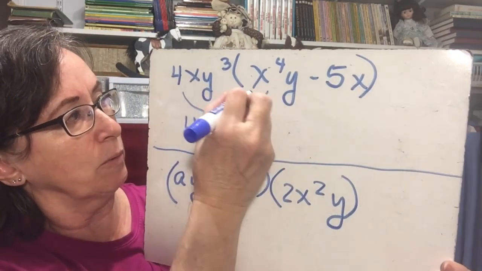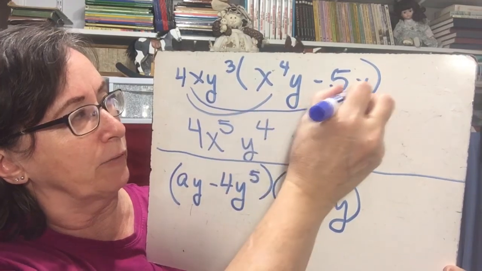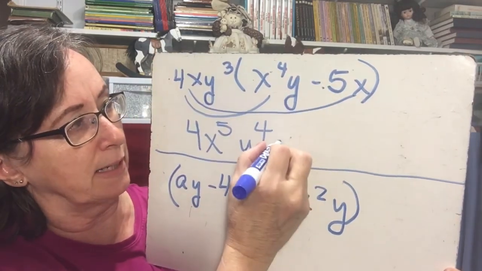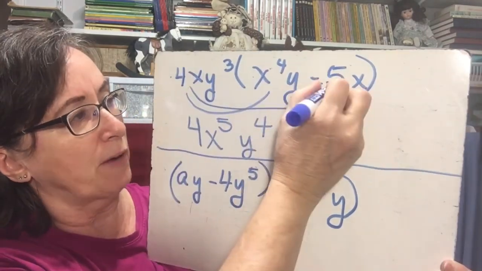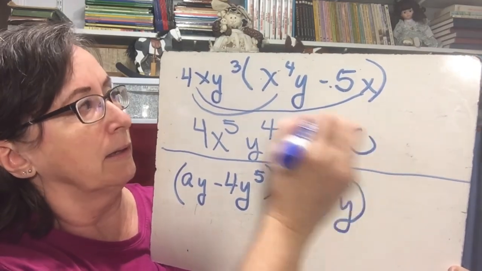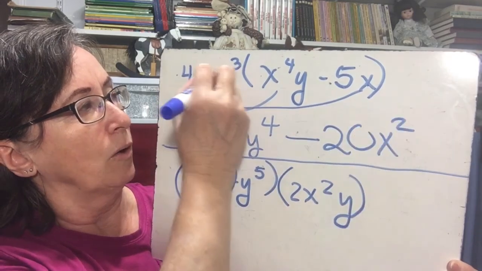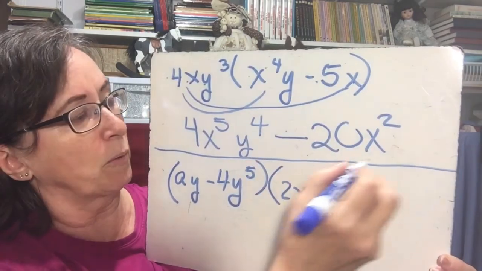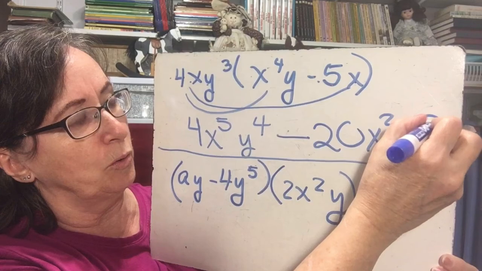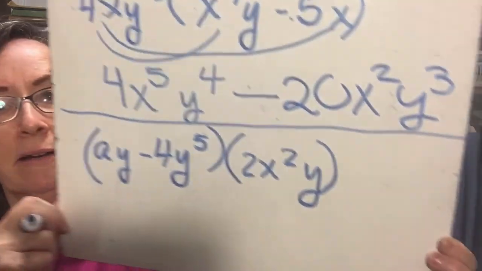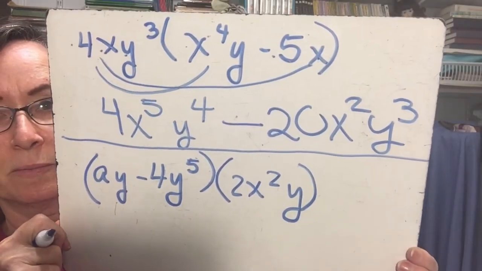And then we're going to do the same thing carried over here. Positive times negative is a negative. 4 times 5 is 20. X times x is x squared. Y cubed times no other y's is y cubed. And there is your second problem.